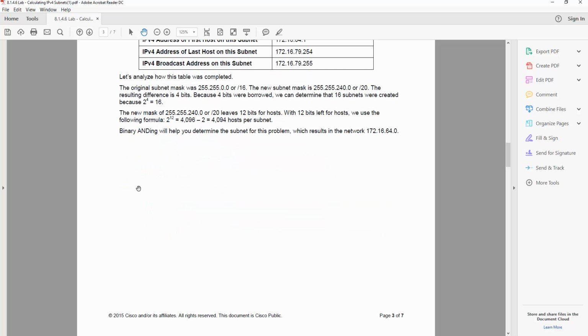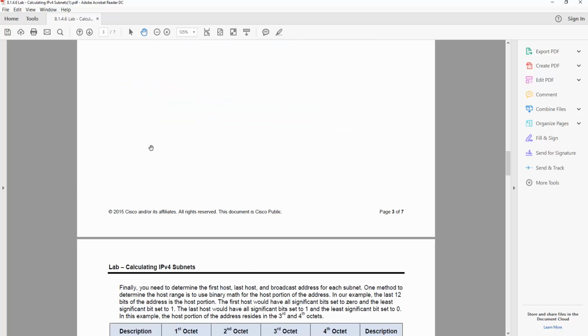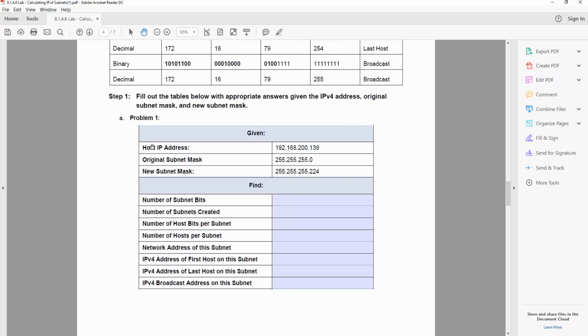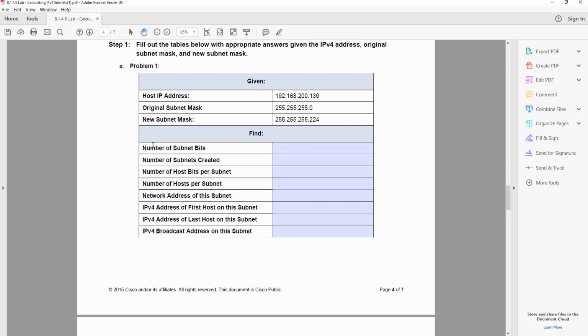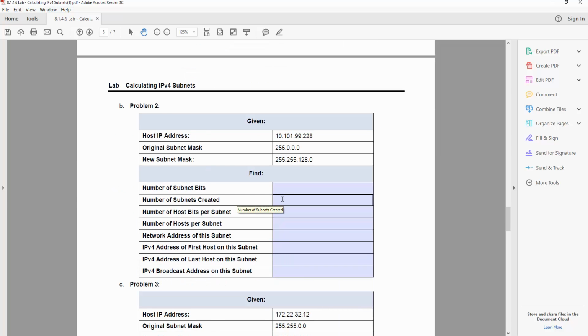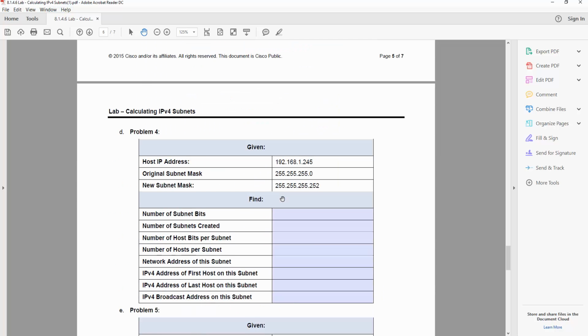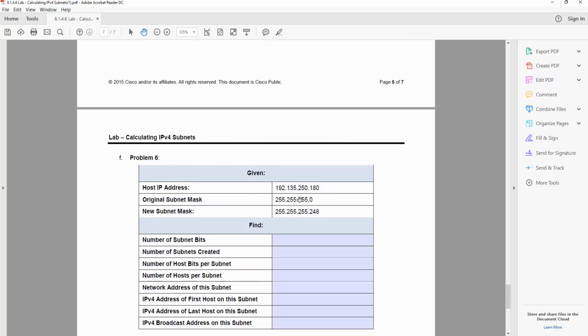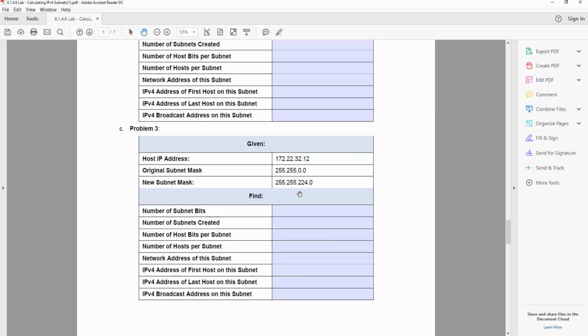But in this lab, it explains this. Let's analyze how this table is completed, and it walks you through everything. Read through that, and then do these 6 steps. So there are 6 given scenarios. We'll do the first one together real quick. Problem 1, 2, 3, 4, 5, 6. Save your work, turn it in. And then reflect on why a subnet mask is so important to analyzing IPv4 addresses.